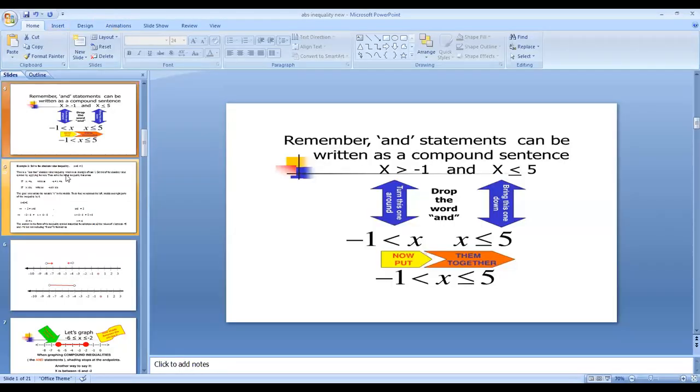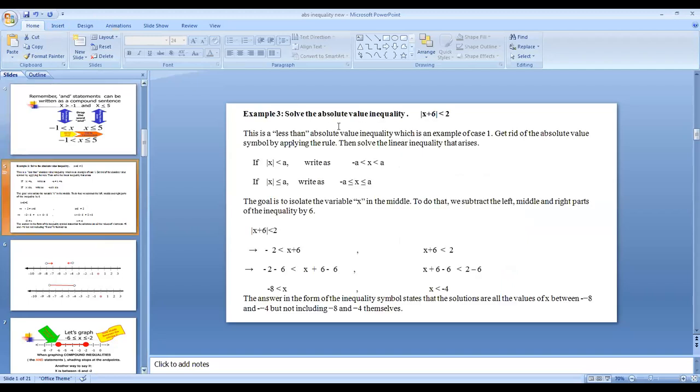Now let's consider the second example. How can we solve this problem step by step? Now example 3. Solve the absolute value linear inequality: the absolute value of x plus 6 is less than 2. How can we solve it?